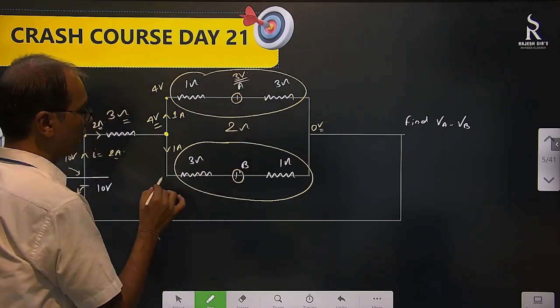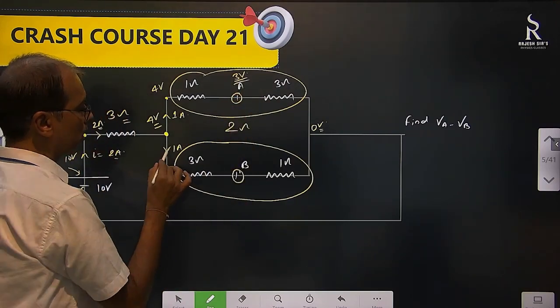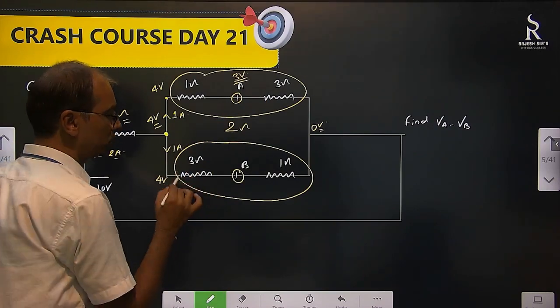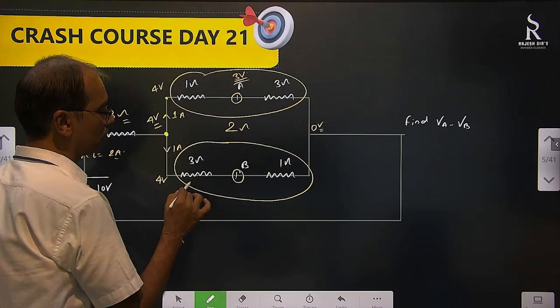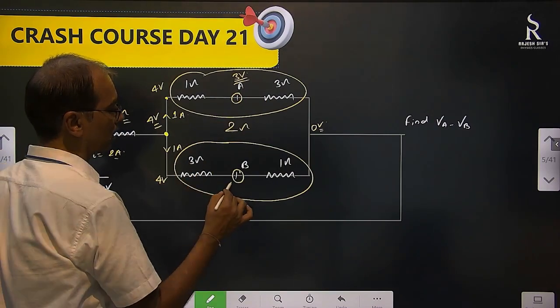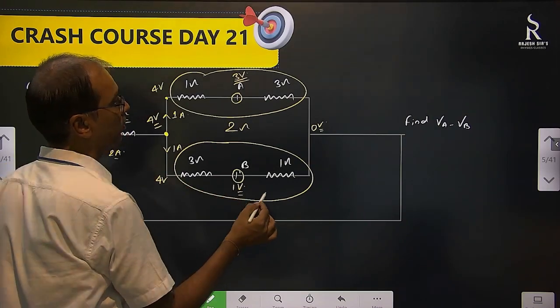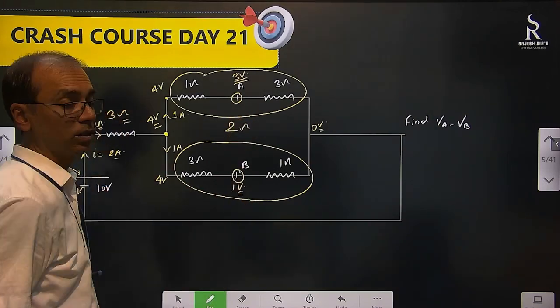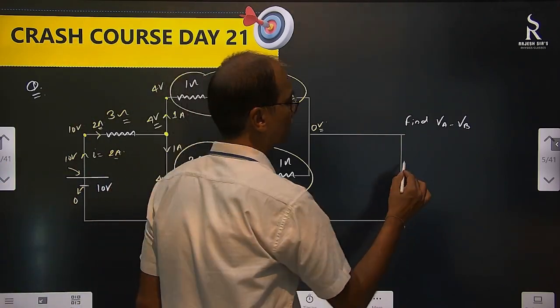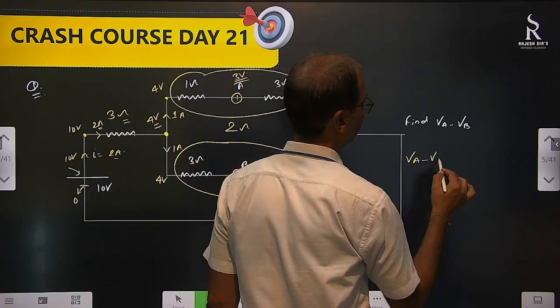Same way here. Here is what? 4 volt. So here 1 ampere is going to 3 ohm. So how much will drop here? 1 into 3. That means 3 volt will drop. So 4 minus 3. Here will be 1 volt. So what is VA minus VB? 3 volt minus 1 volt. That is 2 volt. Okay. VA minus VB is 2 volt.